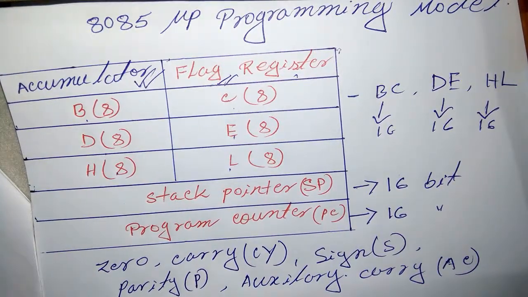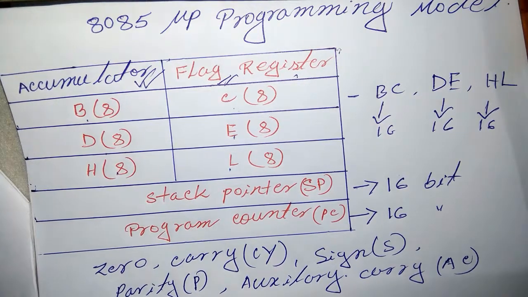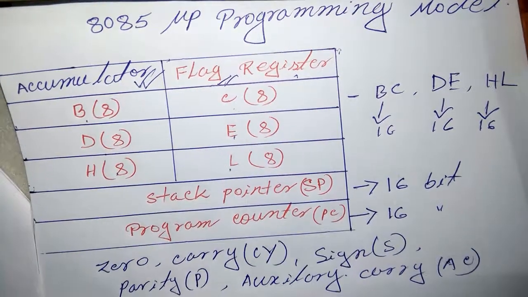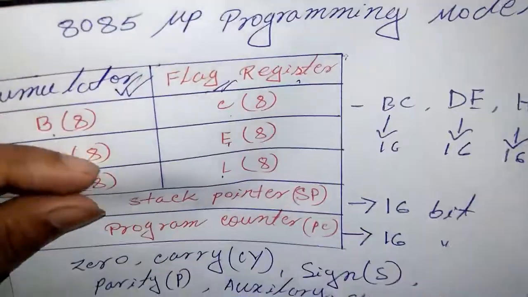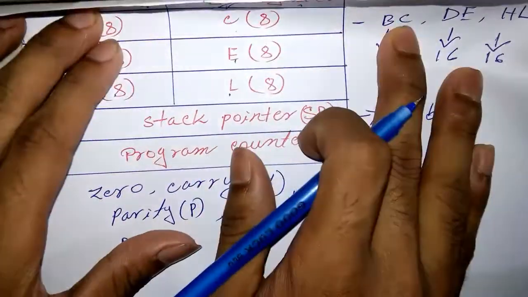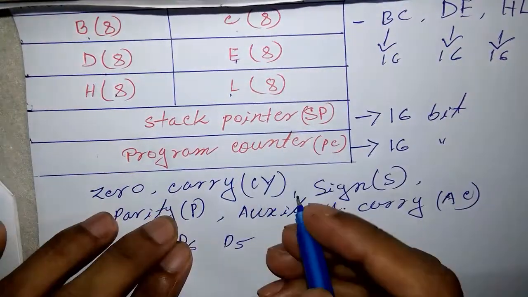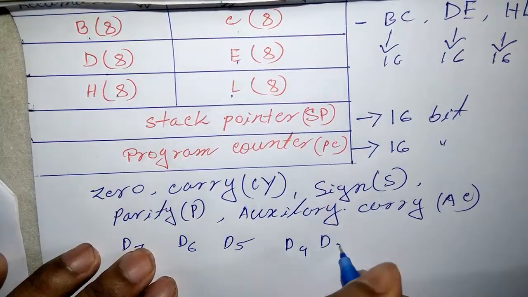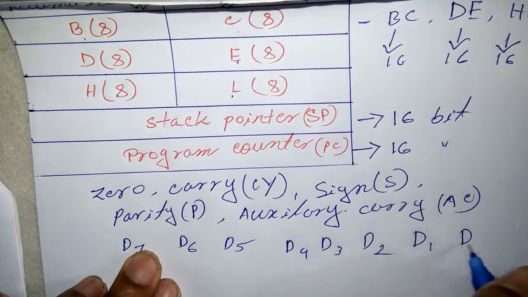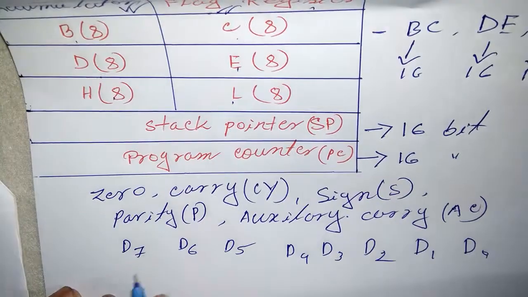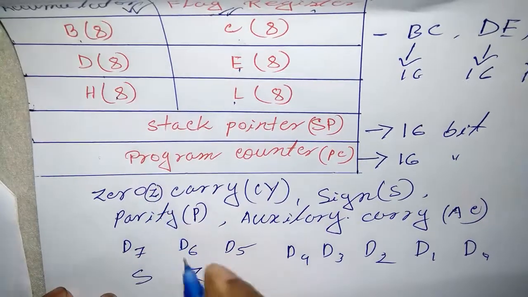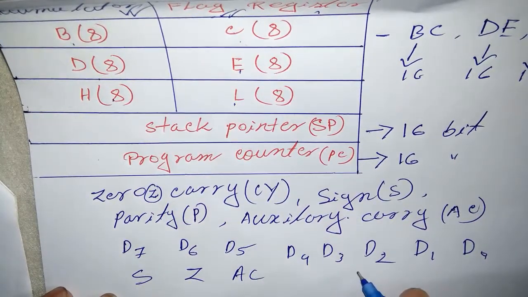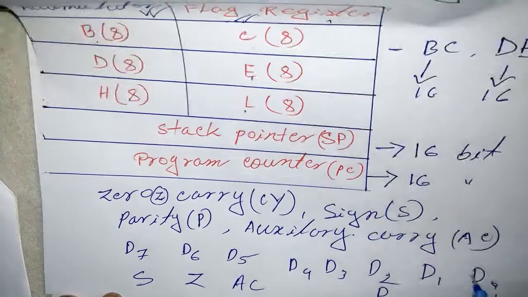Clear? And their bit positions in the flag register are shown like D7, D6, D5, D4, D3, D2, D1 and D0. This is defined by S, Z, where zero is indicated by Z, then AC, P, CY, something like that.